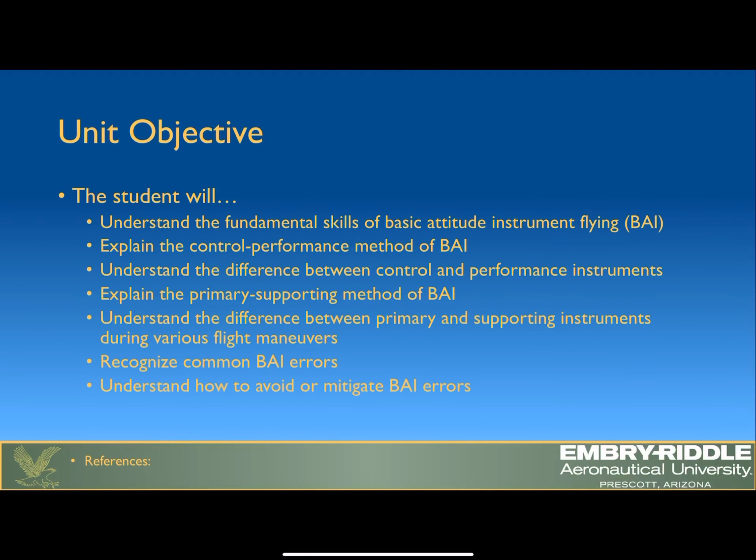Our unit objective: the student will understand the fundamental skills of basic attitude instrument flying, or what we commonly refer to as BAI. Explain the control performance method of BAI. Understand the difference between control and performance instruments. Explain the primary supporting method of BAI. Understand the difference between primary and supporting instruments during various flight maneuvers. Recognize common BAI errors and understand how to avoid or mitigate BAI errors.